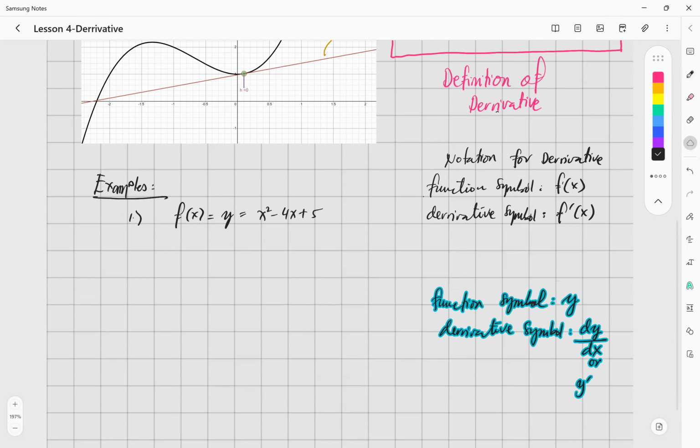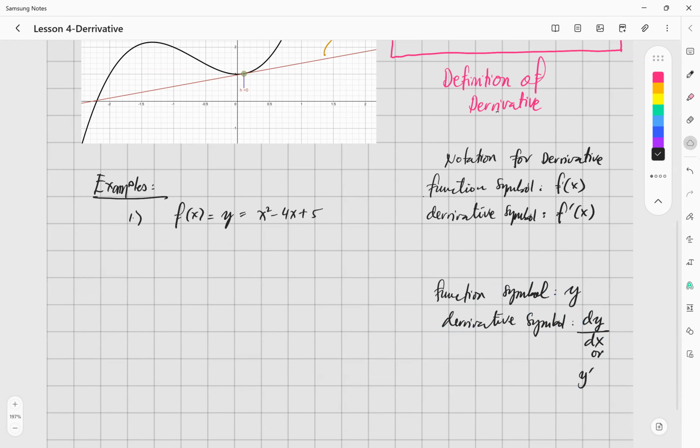Sometimes you can write the derivative of f prime of x with respect to dx. But mostly the symbol for this derivative, you will see more often, is dy over dx, or f prime of x. Okay? Or f prime of x.